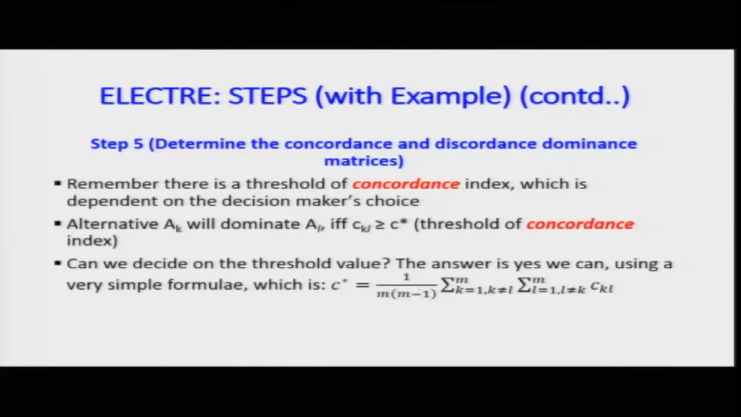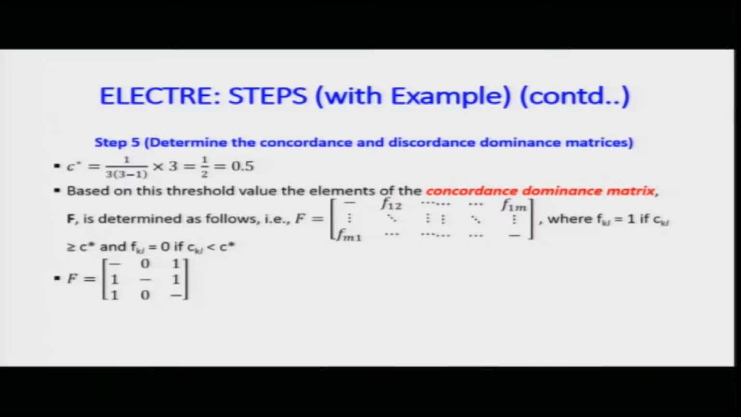You will basically multiply by m into m minus 1 and add up all the values of C_kl, comparing the A_k-th and the A_l-th one based on each and every criterion. So, that is C star. Greater than C star, I assign the values; less than C star, I do not assign the values. So, the C star value comes out to be 0.5, or half.